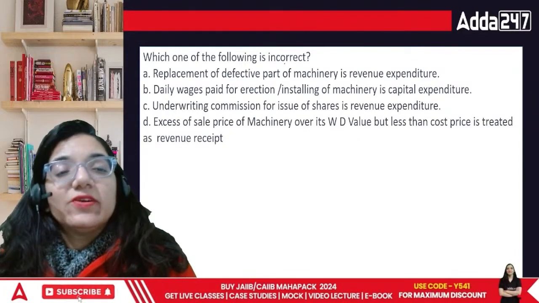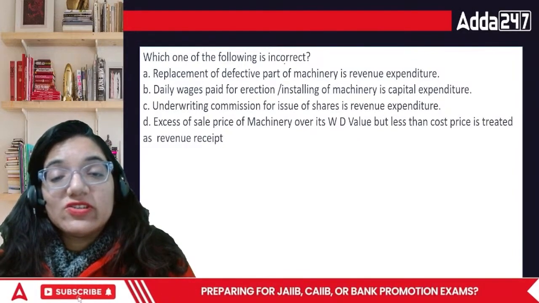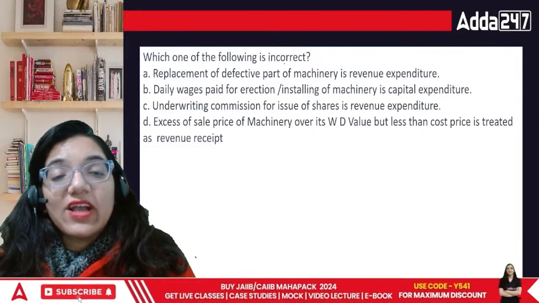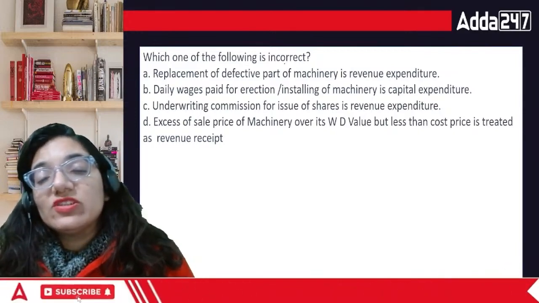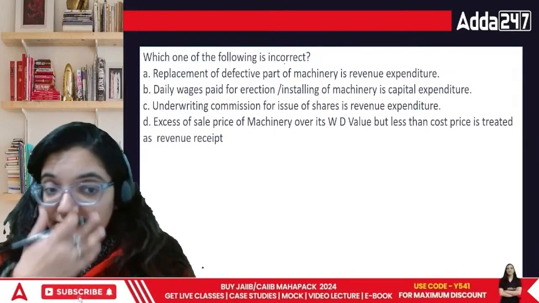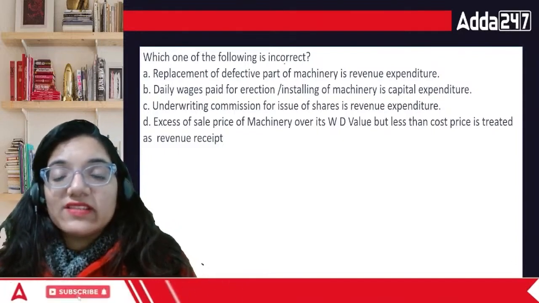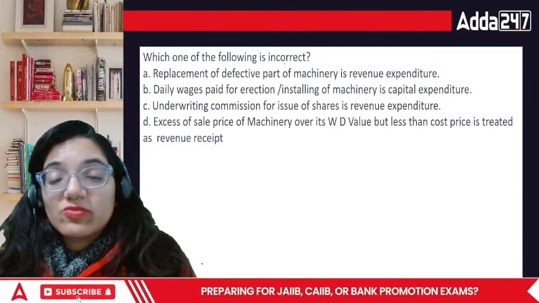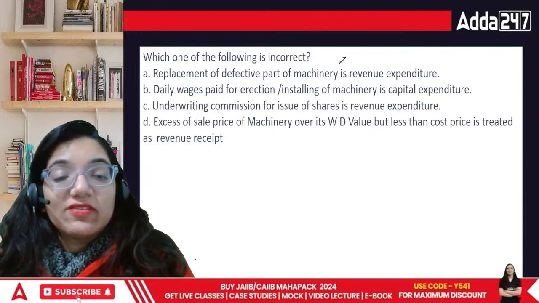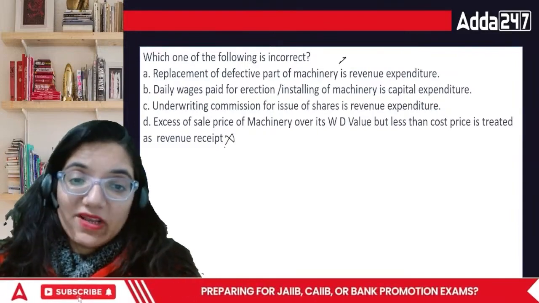Acha, next question. Which one of the following is incorrect? Replacement of defective part of machinery is a revenue expenditure. Wages paid for erection/installation of machinery is a capital expenditure. Underwriting commission for issue of shares is revenue expenditure. And excess of sale price of machine over its WDV but less than the cost price is treated as revenue receipt. Okay, this one is absolutely wrong. There is nothing called D in this word. Okay, what would be the answer in this case?